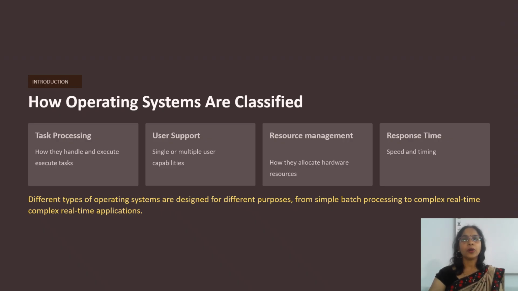Now, how are the operating systems classified? Operating systems are classified based on task processing, that means how they handle and execute the different types of tasks. User support, that means single user or multi users. Resource management, that means how they allocate the hardware resources. Response time, immediate response or delayed execution.